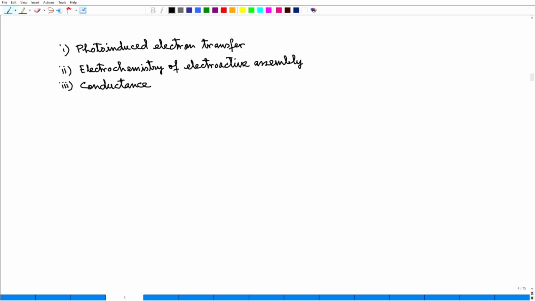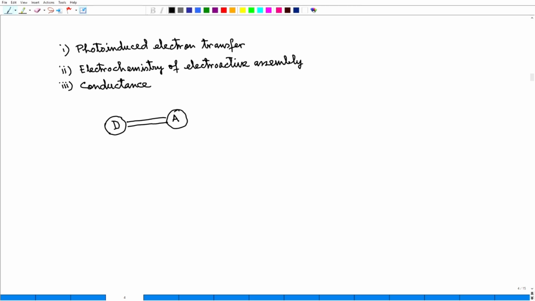So, here is a simple example. If I have to make a photo-induced electron transfer based molecular wire, I will put a donor here, donor in one corner, then a bridge. This is my bridge, and then acceptor. And remember, this length of the bridge can be really long, this bridge.